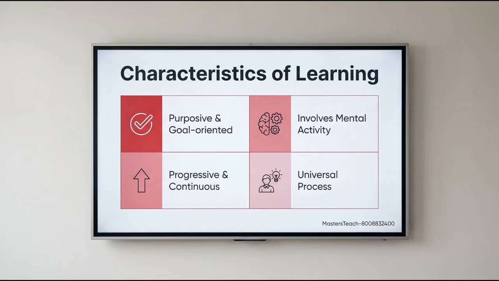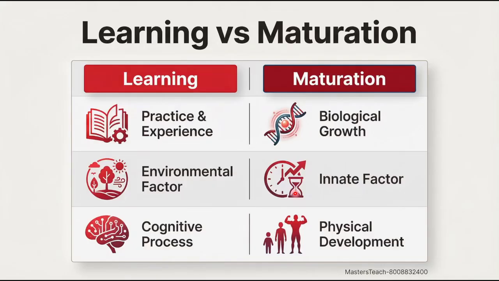Then characteristics of learning. There are four characteristics. Why does one have to learn? There is a purpose, there is a goal. Then there is involvement of mental activity. It is progressive and continuous. It is a universal process. This is about the characteristics of learning.